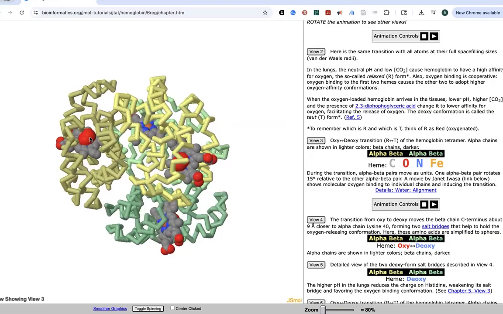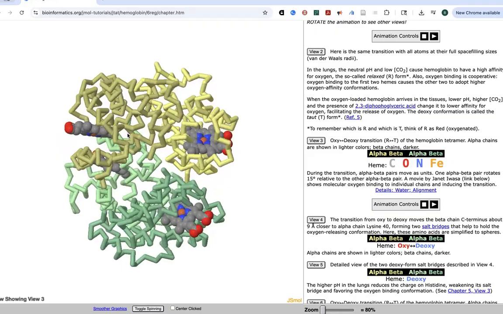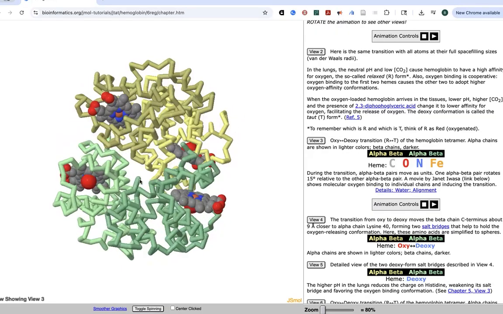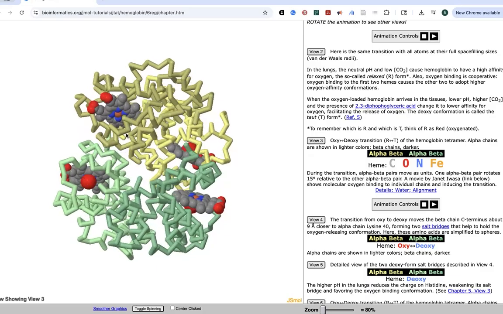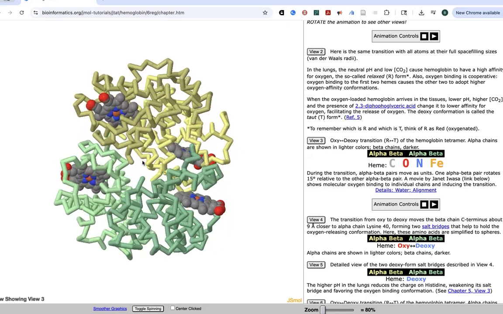And so oxygen binds R, unbinds T, R and T. And we've got our beta chains and our alpha chains. Keep a look at what's going to be happening around here. So no oxygen with oxygen. No oxygen with oxygen. You can see these termini are moving.